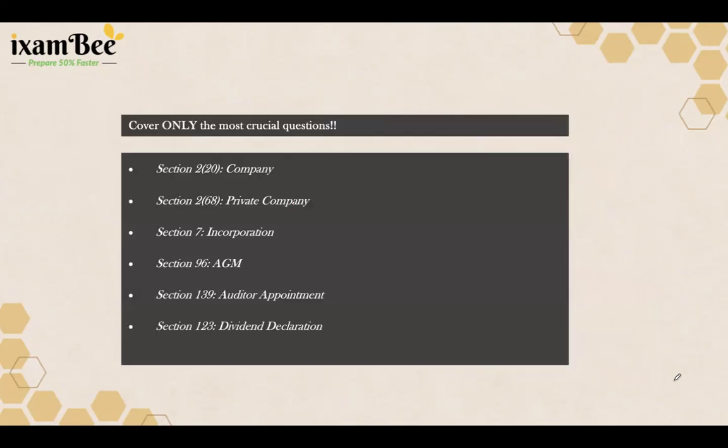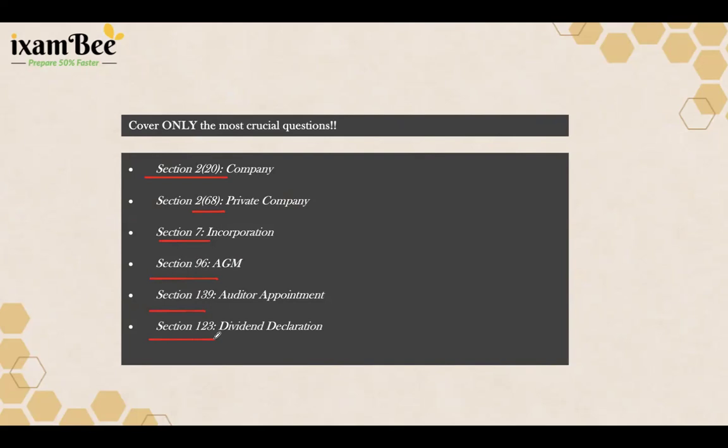Here's something important. You do not need to memorize all the sections, just 6 to 8 high frequency ones. Some of the examples I have listed here. For example, clause 20 of section 2 basically defines company. Clause 68 defines private company. Section 7 talks about incorporation. Section 96 talks about AGM. Section 139 talks about auditor appointment. Section 123 talks about dividend declaration.